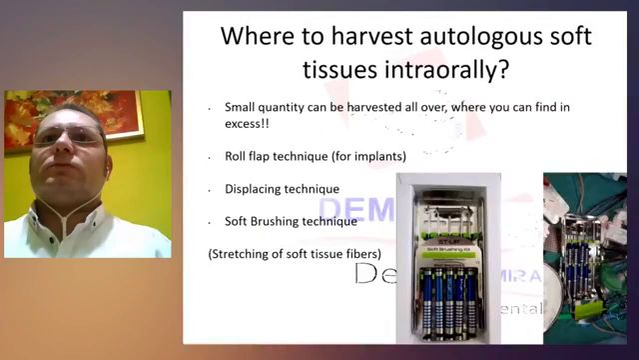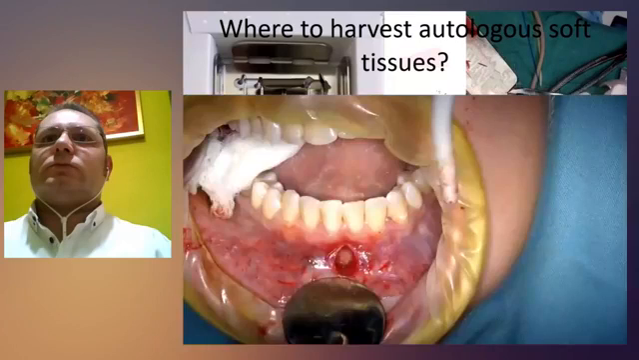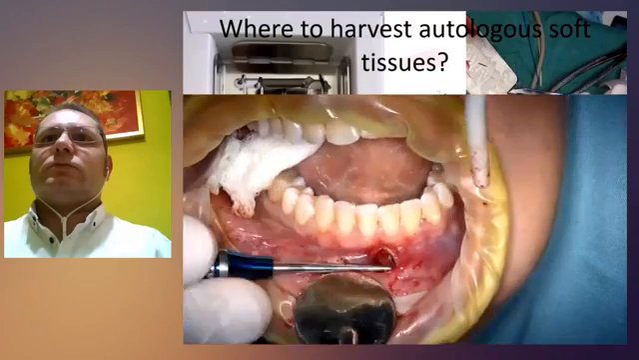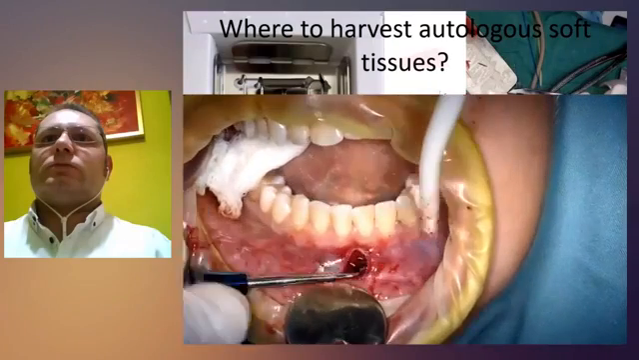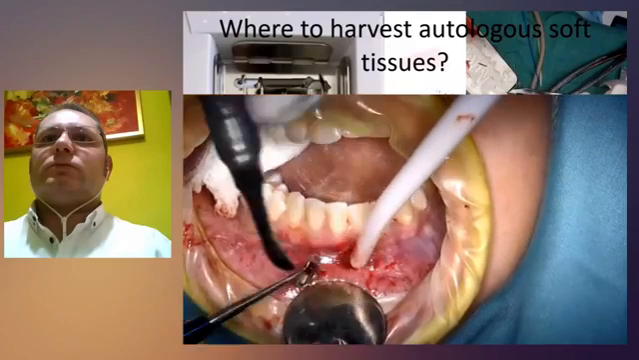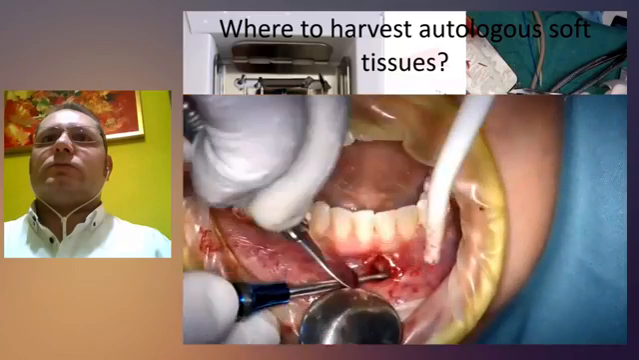Small quantity can be harvested all over the mouth. Another way to enhance them is to stretch what we've already got. And also, I like using the tunnel techniques, and the soft brushing set is very nice to use, even in this case.